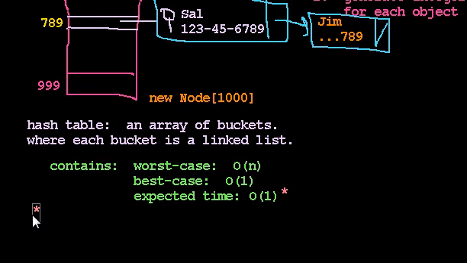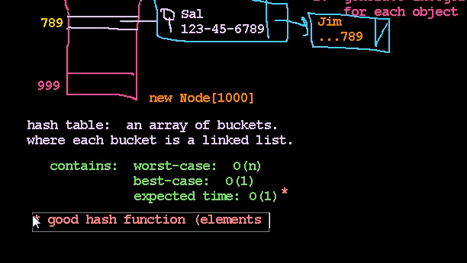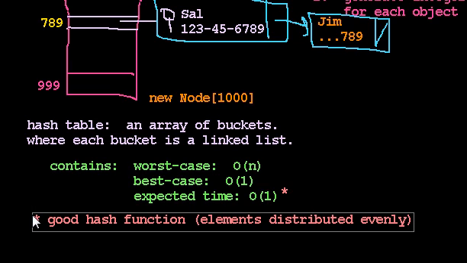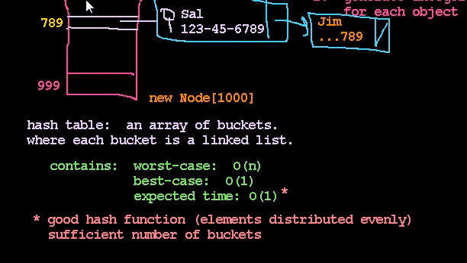That constant time is coming from the fact that I assume I have a good hash function, meaning that elements are distributed fairly evenly across the many buckets, and I am going to assume that I have a sufficient number of buckets, where sufficient means I have enough buckets that most buckets are going to be relatively empty. Therefore, most of the time I'm going to have an empty bucket, a one-element bucket, a two-element bucket, and I can say that my expected time is constant.